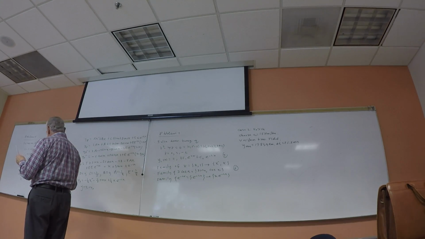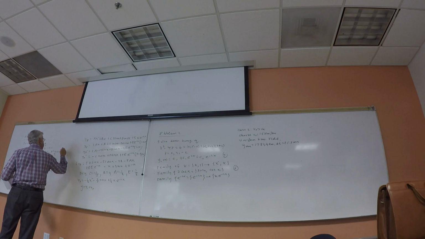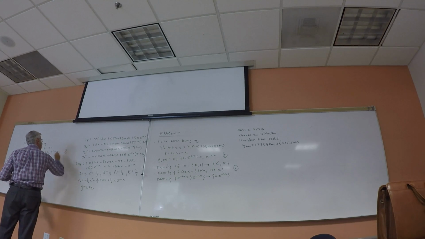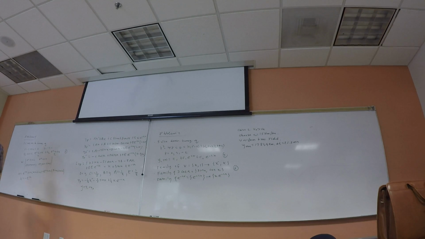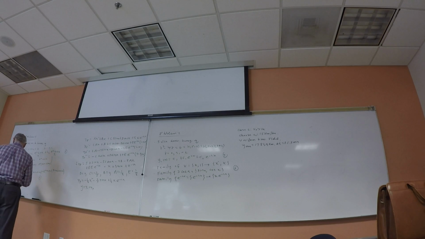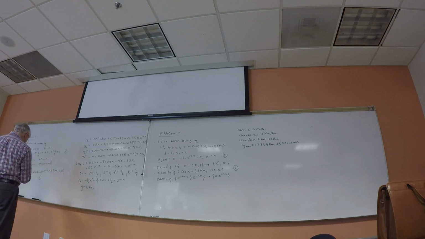Okay, problem number 4. 8 points for getting the complementary solution. 5 points for the Wronskian. Now we've got to get U1 and U2.